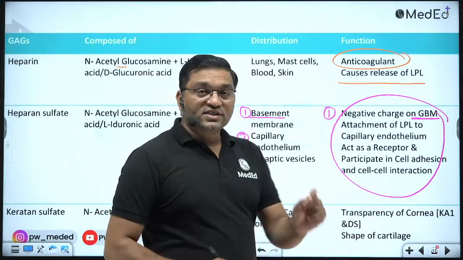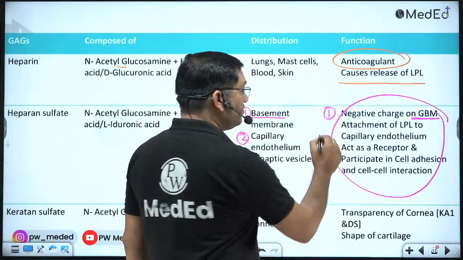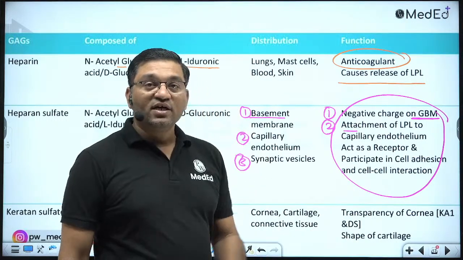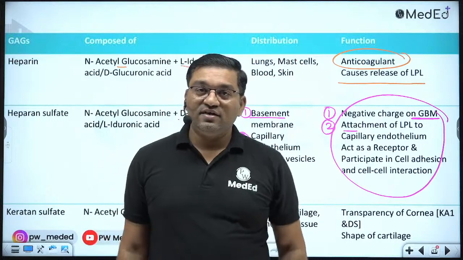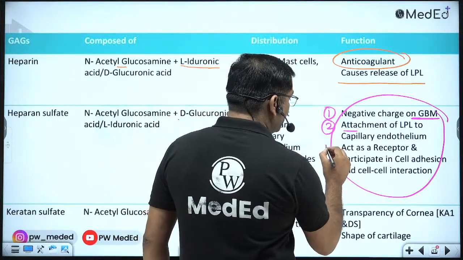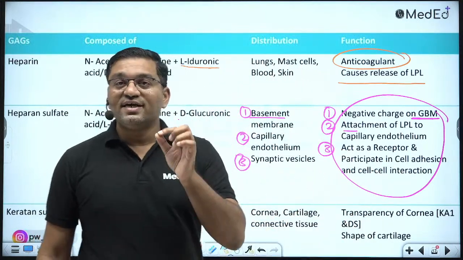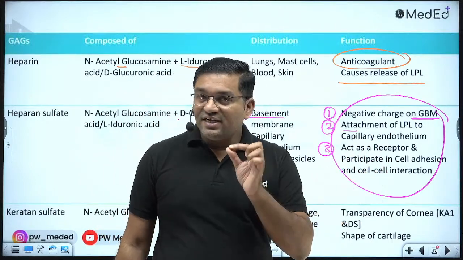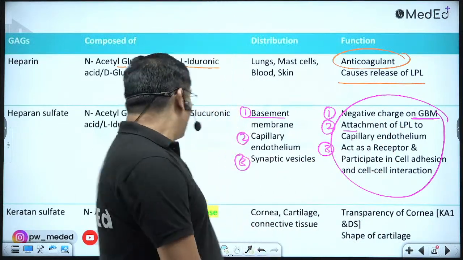Second important function: it is required for attachment of lipoprotein lipase to the capillary endothelium. Heparan sulfate is needed for attachment, while heparin is needed for release. Third, it acts as a receptor and participates in cell adhesion and cell-cell interaction. So these are the three important functions of heparan sulfate.